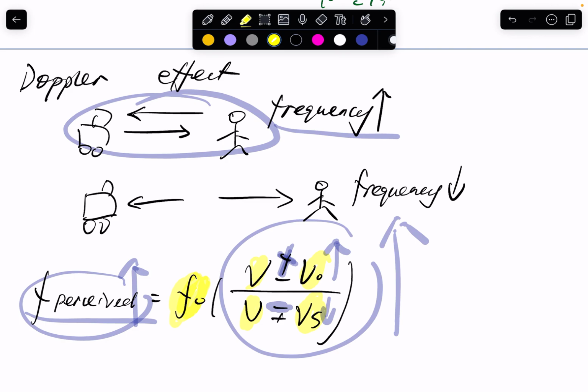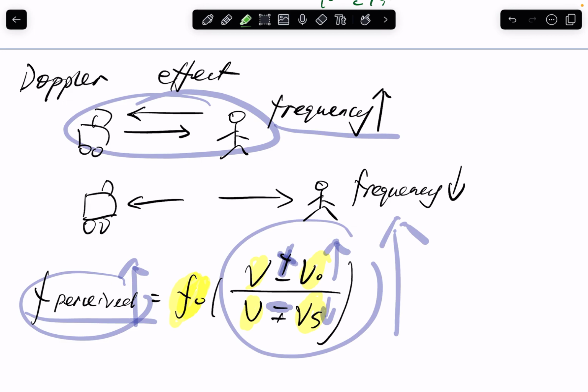So perfect. Really, you just need to plug in all these numbers: V naught, V, VO, VS. You just plug them in. You don't need to think about it. And then you just decide: they're getting closer. According to my common sense, the frequency goes up, so I need to add VO on top of V and subtract VS from V in the denominator.